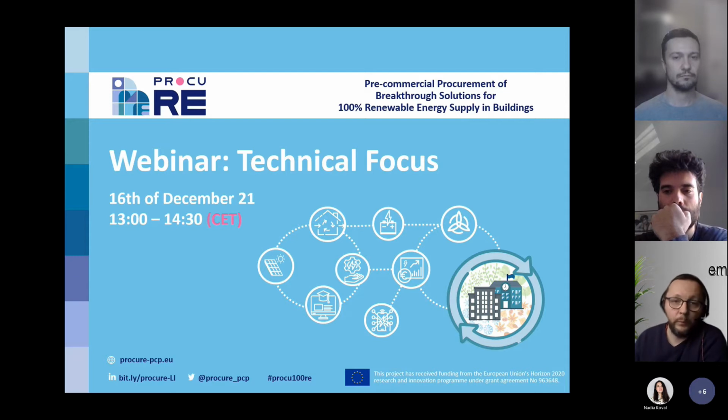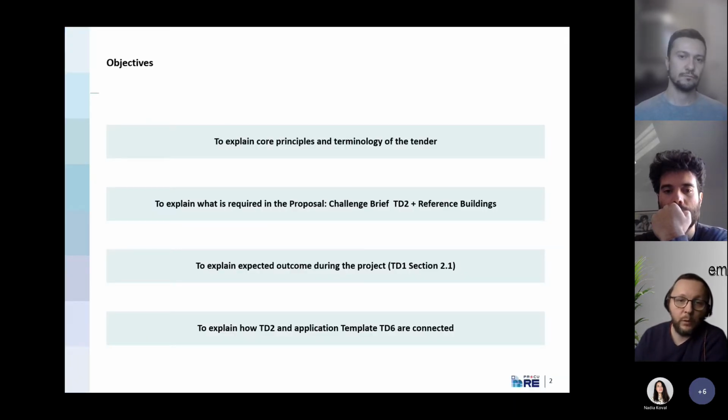So the focus today, and this is basically the agenda, we will explain the core principles and terminology. Most of you are probably already aware of it, but just as a repetition. We will explain what is required in your proposal, basically what my colleagues Roberto and Federico from URAC will present: what the challenge brief is and the structure of the challenge brief, as well as the reference buildings. We will briefly explain what the expected outcome is.